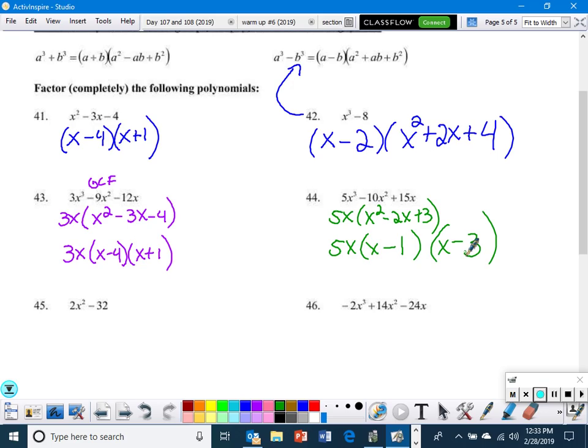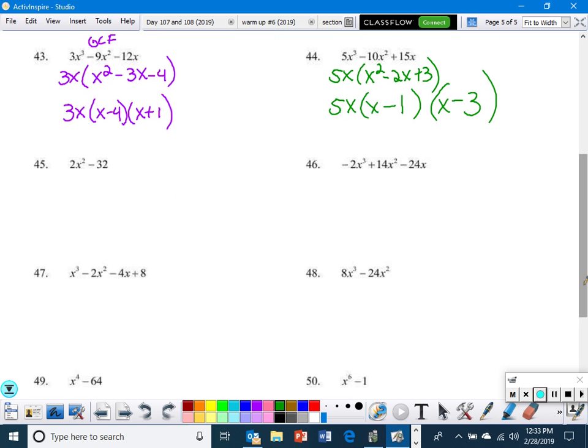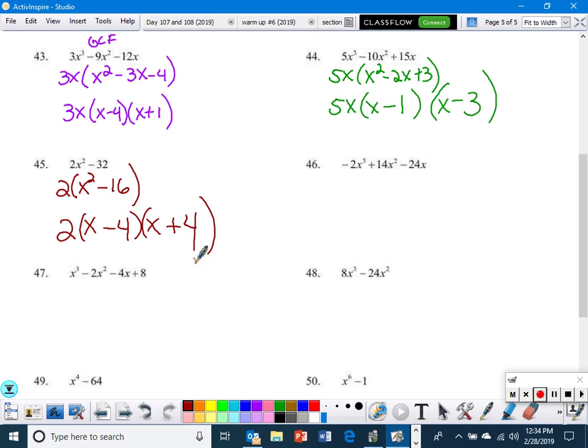Number 45. Pull out the GCF. Okay, GCF is 2. Now we have a difference of 2 squares. Remember, one's going to be a minus, one's going to be a plus. Square root of x squared is x. Square root of 16 is 4. There we go. Pull out the GCF, you ended up with a difference of 2 squares.